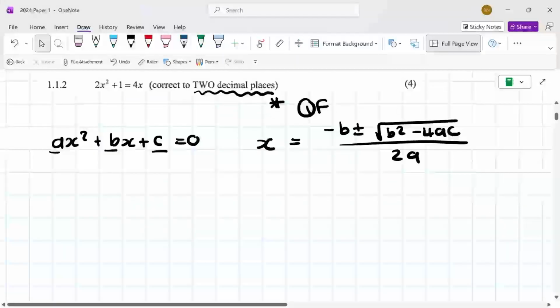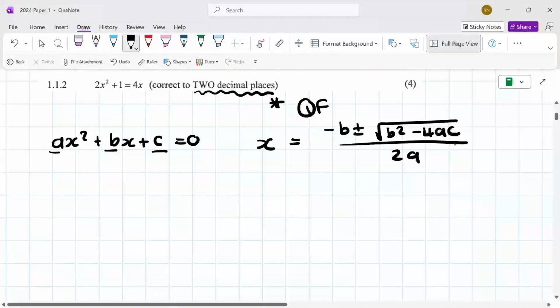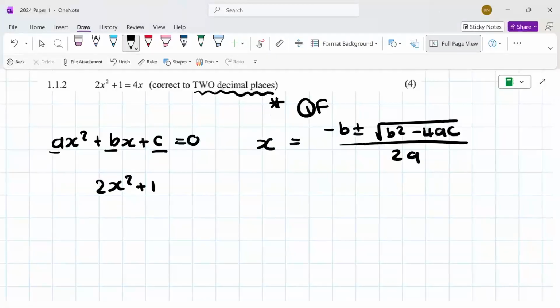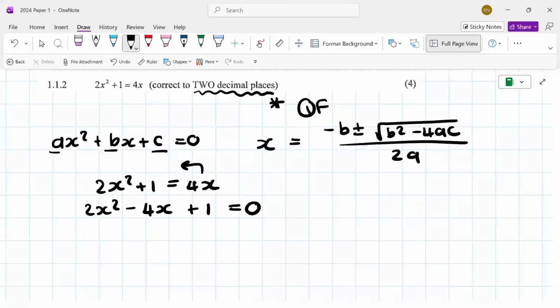But in the question that we're given, we don't have a, b, and c in the standard form, so we have to make it that way. We are given 2x squared plus 1 equals 4x. So we have to change that into a version that we know, and to do that, we just need to move the 4x to the other side. So we'll have 2x squared minus 4x plus 1 is equal to 0. And now we know that 2 is our a, the minus 4 is our b, and 1 is our c. And so we can put it into our quadratic formula.